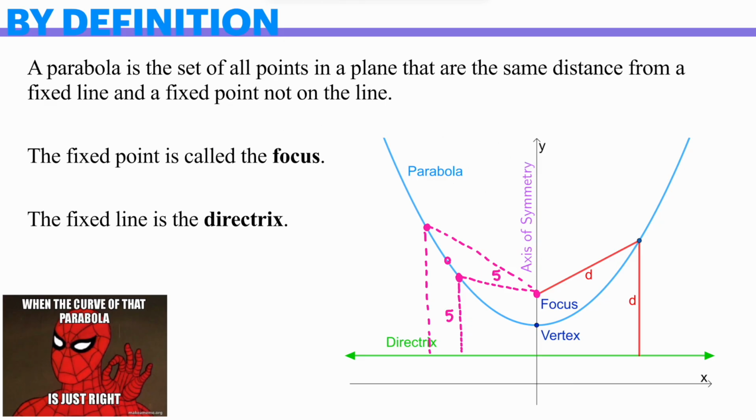And that is what the set of all points in a plane is going to be referred to. The fixed point we have also talked about just now is the focus and the directrix. Now, one other cool thing is that the distance from the focus to the vertex and the distance from the vertex to the directrix is also the same. So if the distance from the focus to the vertex was 3, then the distance from the vertex to the directrix is also 3.